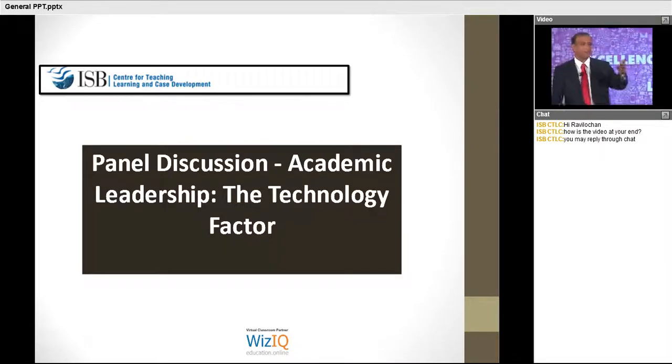Our session is called Academic Leadership, the Technology Factor. I'm a faculty at ISB, and with me are two distinguished panelists. I have Professor Darren Meister and Professor Galit Shmuli, and both are associate professors in the information systems area, at Western University for Darren, and Galit is at ISB.